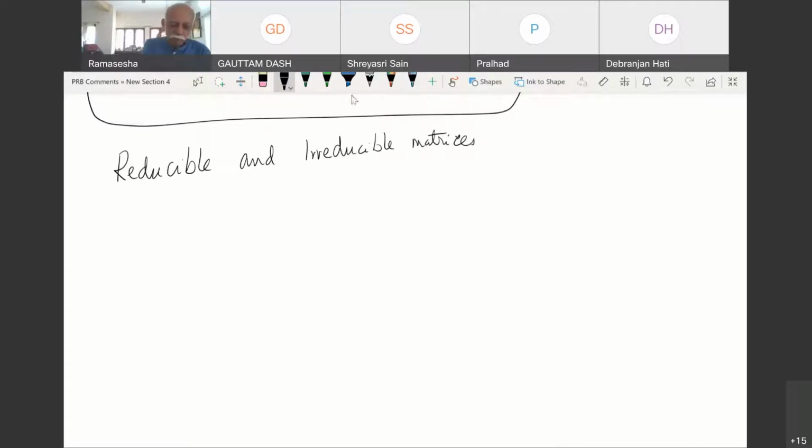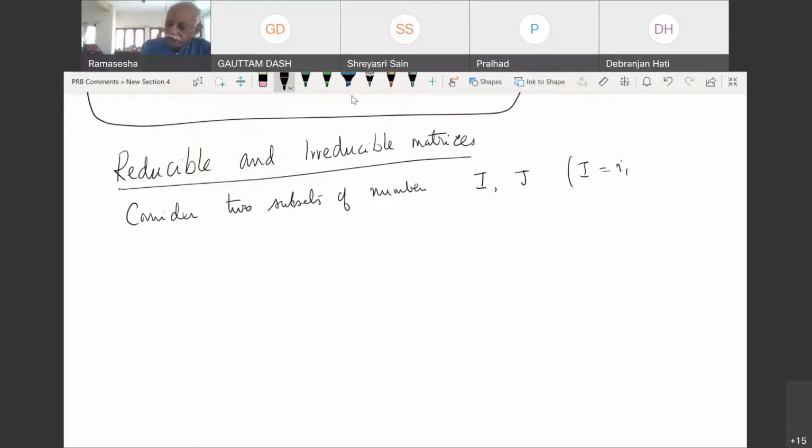So the definition of these things is very simple. To define this, let me consider two subsets of numbers, I and J. I contains numbers I1, I2, etc., up to IP, and J contains J1, J2, J3, up to JQ, and IP plus JQ is equal to n, the order of the matrix.